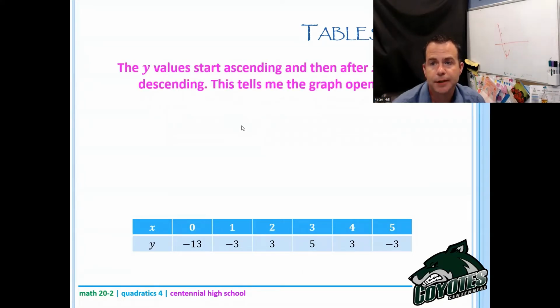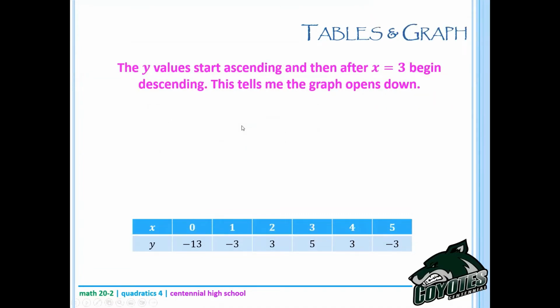Okay, after x equals 3, I'm just going to hide myself again for a sec. After x equals 3, it will begin descending. So that tells me that the graph opens down. Is that okay?